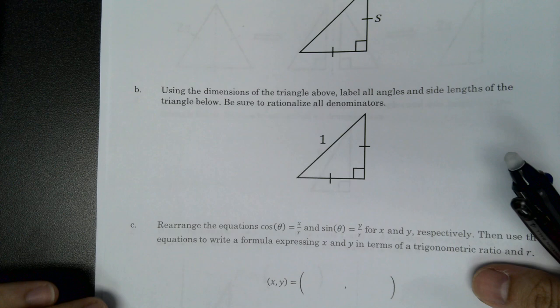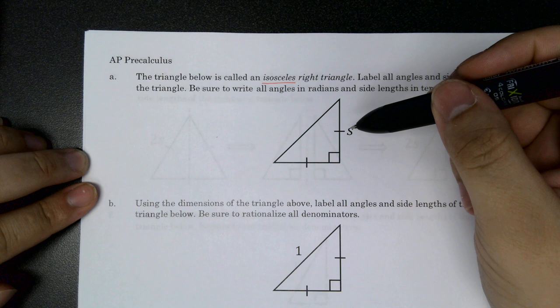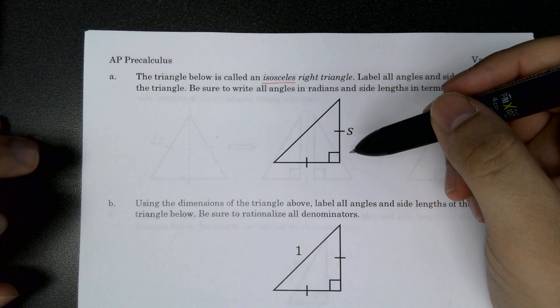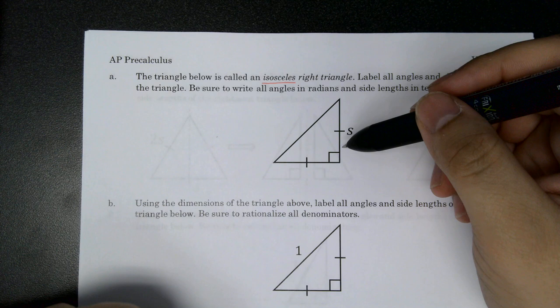So here we have an isosceles right triangle. Isosceles means that two of the sides are the same length, as we see here, and it being a right triangle means that it has a right angle in there. This is the only possible way to draw an isosceles right triangle. You can't draw it any other way. The right angle has to be in between the two same length sides.